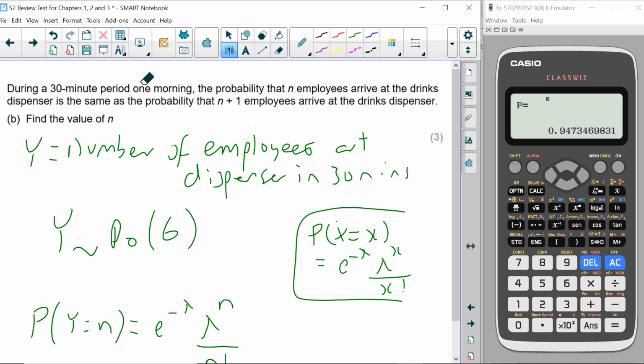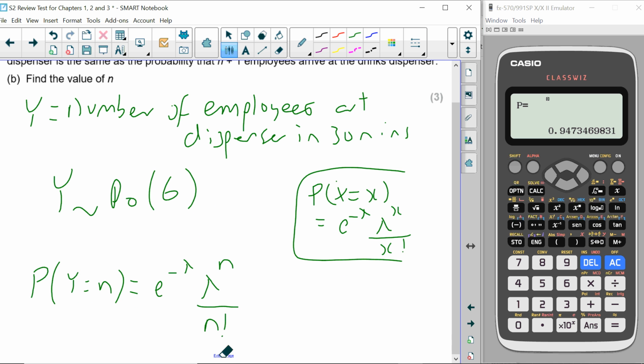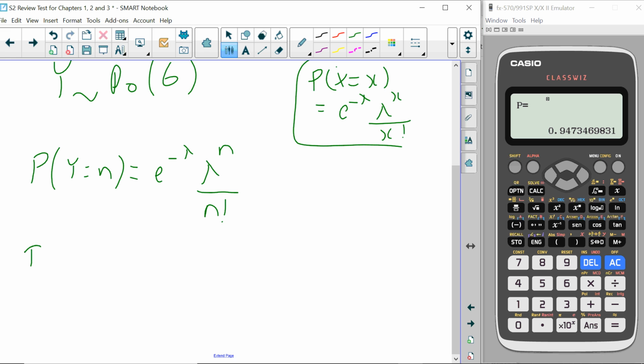It says it's also the same as the probability that n plus 1 employees arrive at the drinks dispenser. Well, the probability that Y is equal to n plus 1 is equal to e to the minus lambda multiplied by lambda, this time to the n plus 1, over n plus 1 factorial. Okay? So, different now, because we've got two things in terms of lambda, n, and e.